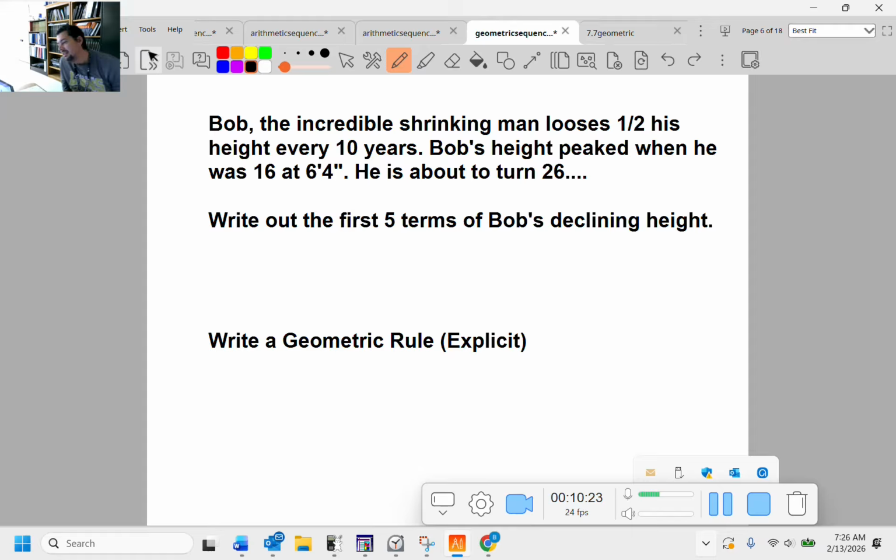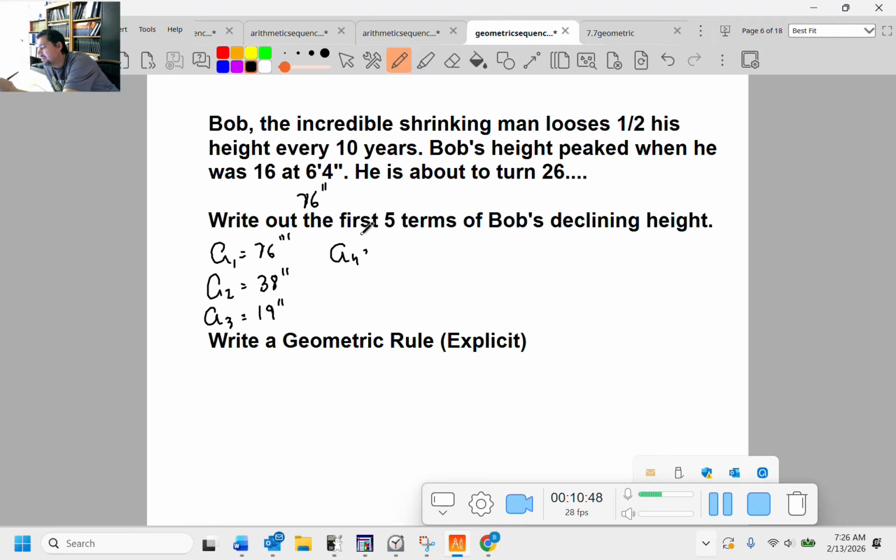All right. So there's 12 inches in a foot. 6 times 12 is 72. Add 4. This is 76 pure inches. So the first term is 76. We don't actually have to write a rule, at least yet. The second term is going to be half of that, which is 38 inches. The third term is half of that, which is 19 inches. The fourth term is half of 19, which I'm pretty sure is 9.5 inches. And then the fifth term is half of that, which should be 4.75 inches.